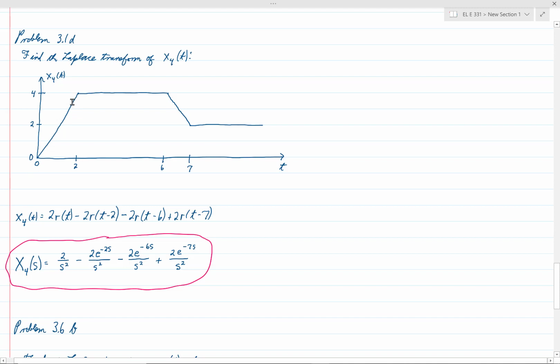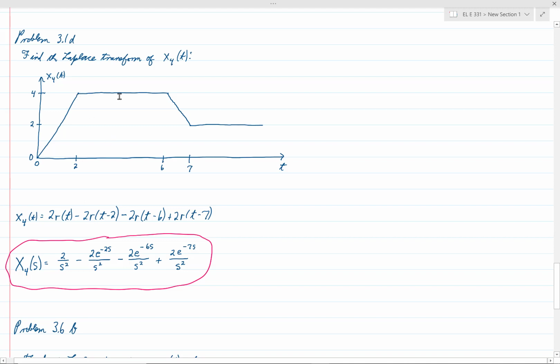So you see here clearly a ramp function, and notice that it goes up a vertical distance 4 and a horizontal distance 2, so the slope is 2. So the first part of this is 2r of t. Then at t equals 2 it flattens out, and we know that to make that happen we need to subtract 2r of t minus 2.